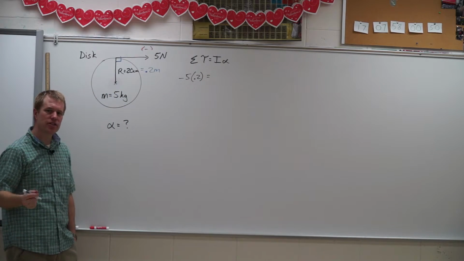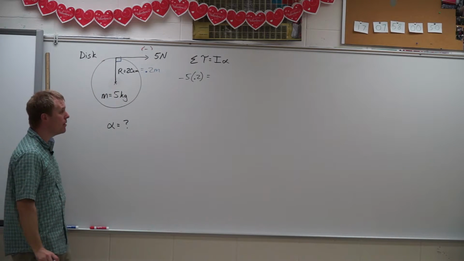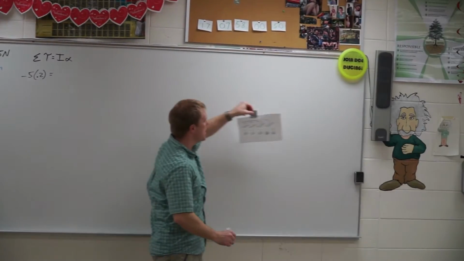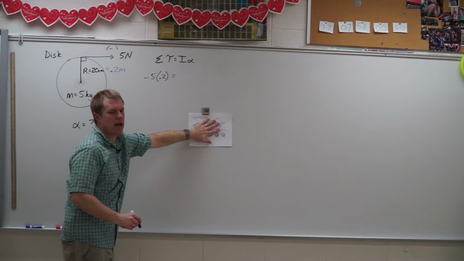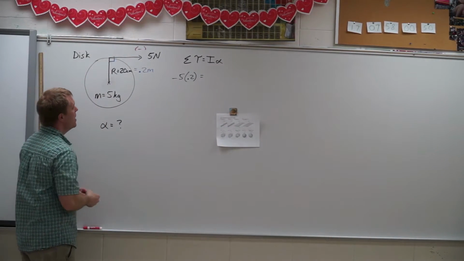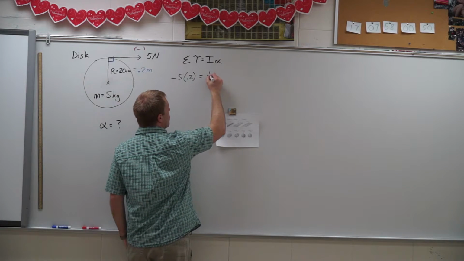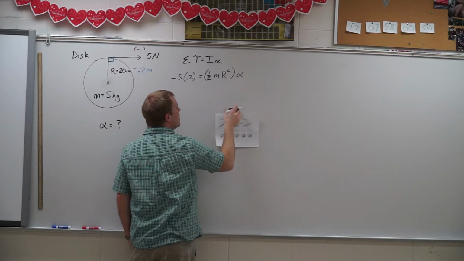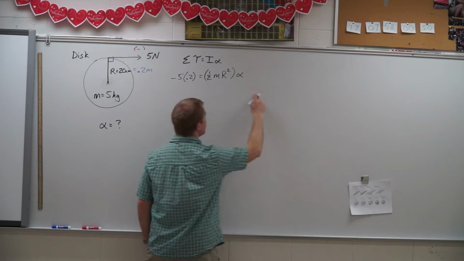Now the moment of inertia is something you're going to have to look up on the table. Your table looks something like this sheet here. It's on the back of your green sheet. And so I can look up for a uniform disk. It's going to be an I value of 1/2 mr squared times alpha. And so now I just need to go ahead and solve for alpha.